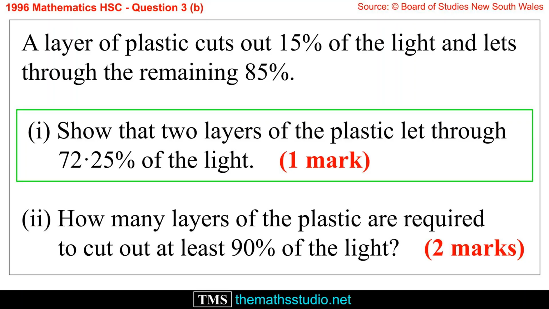Question 3, Part B. A layer of plastic cuts out 15% of the light and lets through the remaining 85%. Part 1. Show that 2 layers of the plastic let through 72.25% of the light.